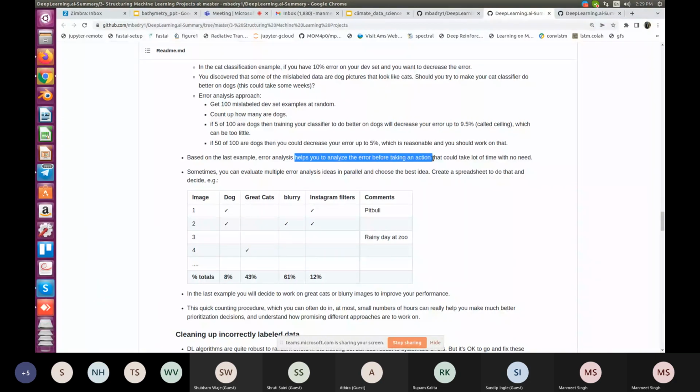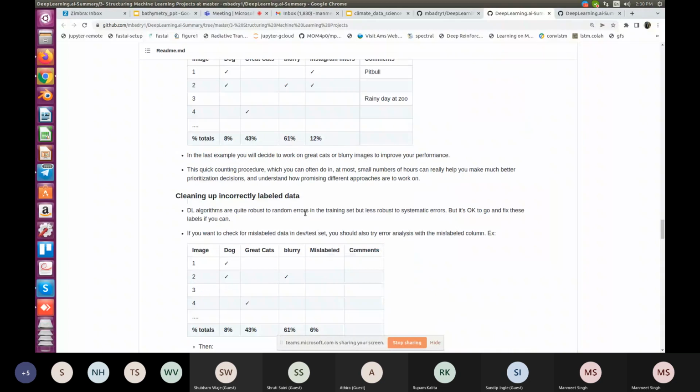He says that error analysis helps you to analyze the error before taking an action that could take a lot of time with no need. Sometimes you can evaluate multiple error analysis ideas in parallel and choose the best idea, so you can create a spreadsheet or an Excel sheet. In this example we have seen how you can work on the cat classification problem by visualizing, and manually doing error analysis, to improve the performance.